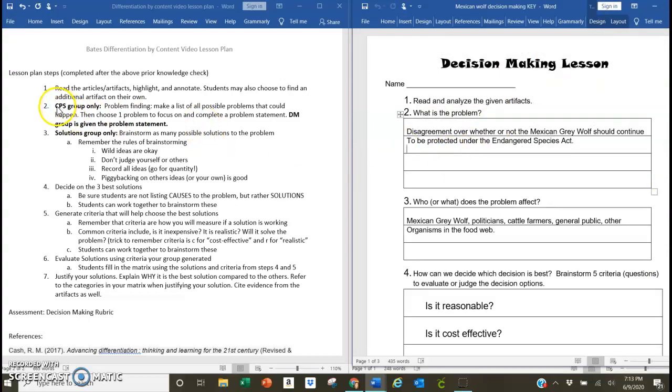The creative problem solving group is given a paper that looks like this, where they have to determine what the problem is. This is a potential problem that the decision-making group will be given: the disagreement over whether or not the Mexican gray wolf should continue to be protected under the Endangered Species Act.